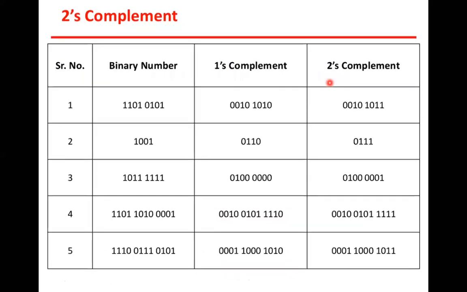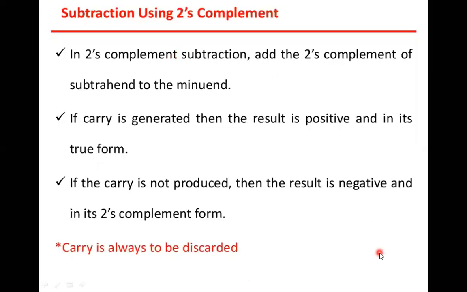Now you can see the difference between 1's complement and 2's complement. So adding 1 to each 1's complement will give the 2's complement. So you can simply see here. Now we have subtraction using 2's complement. How is it done? In 2's complement subtraction, add the 2's complement of the subtrahend to the minuend. If carry is generated, then the result is positive and in its true form. If the carry is not produced, then the result is negative and in its 2's complement form.